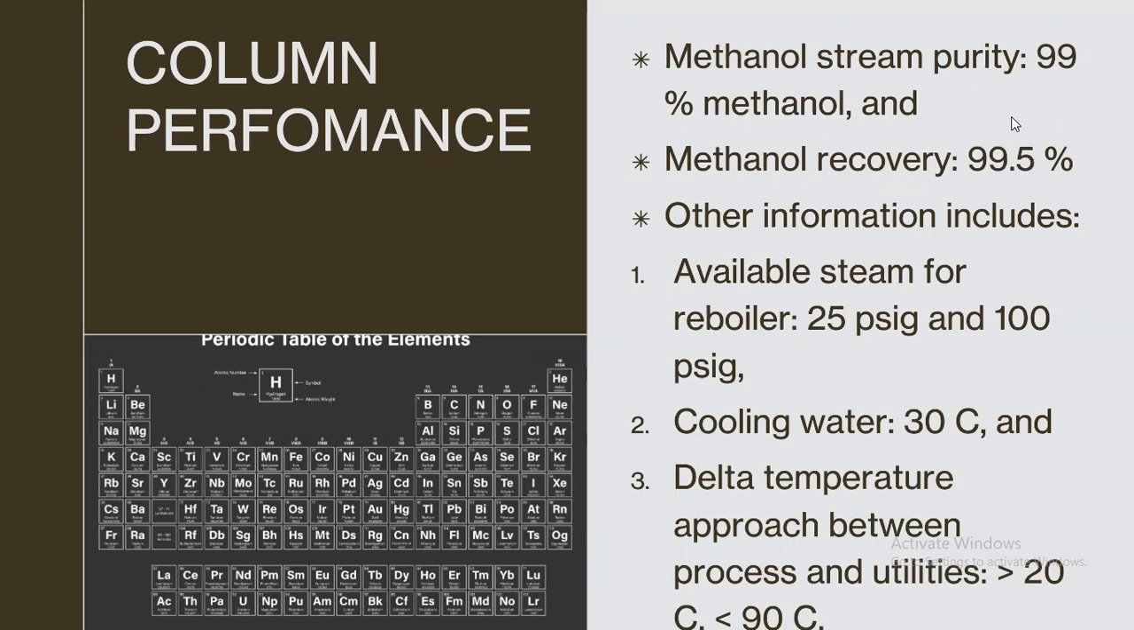Other information includes available steam for the reboiler. In this case, we have two types of steam available for us. So we have the 25 pounds per square inch gauge and the 100 pounds per square inch gauge steam in terms of pressure. We also have cooling water at 30 degrees Celsius, and the delta temperature approach between process and utilities is 20 degrees Celsius and 90 degrees Celsius. I'm going to explain down the slides what is meant by temperature approach.